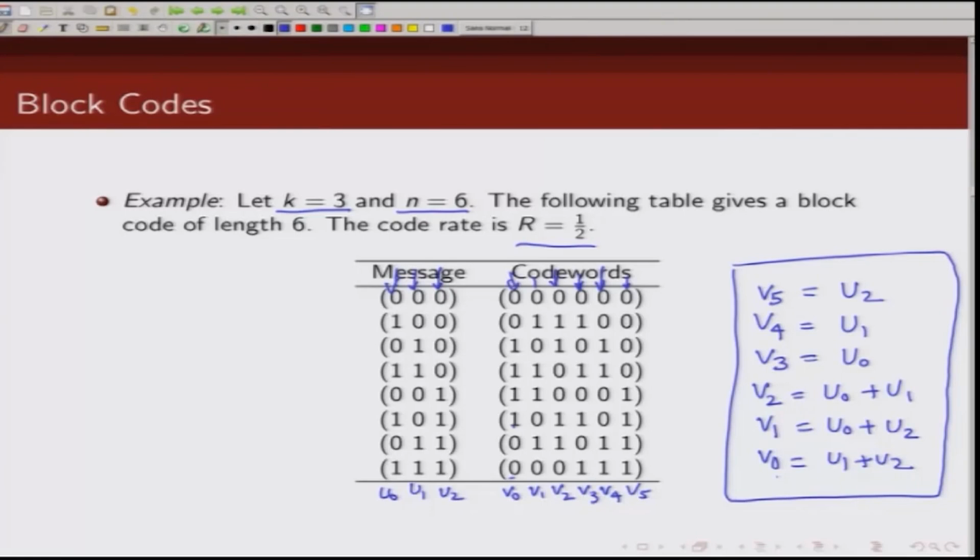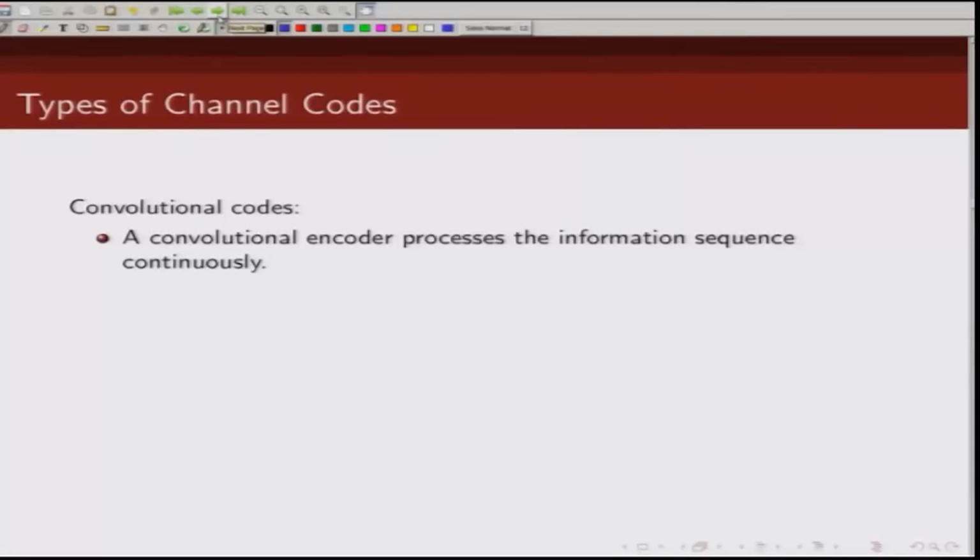Okay. So again, to recap, in block codes we partition our information sequence into blocks of k bits, and we map these k bits into blocks of n bits, and this mapping is memoryless. In other words, how we map these k bits does not depend on how we have mapped the previous blocks of k bits. Okay. So, let us now contrast it with convolutional codes and how they are different.